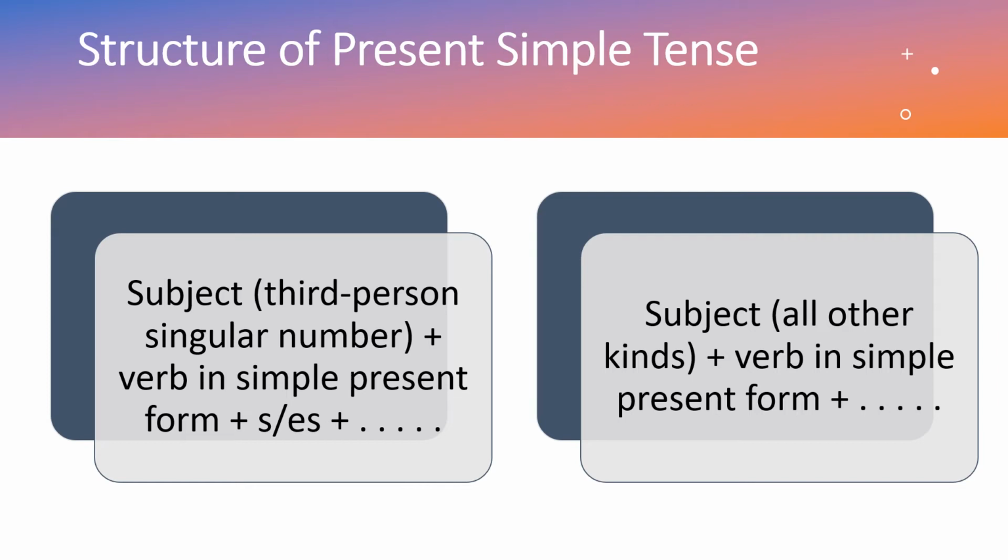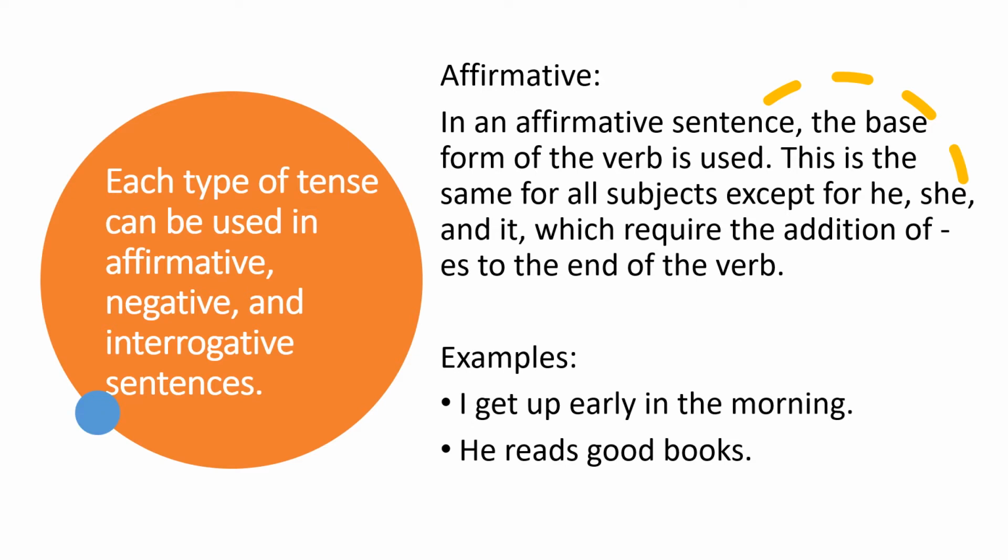Structure of present simple tense: subject, that is third person singular number, plus verb in simple present form plus s or es plus the sentence; or subject, that is all other kinds, plus verb in simple present form plus sentence. Each type of tense can be used in affirmative, negative, and interrogative sentences.